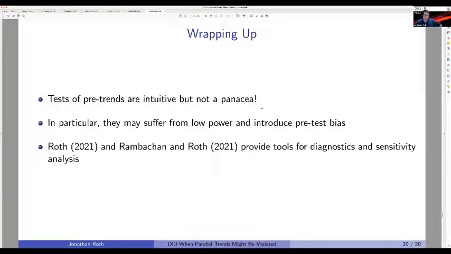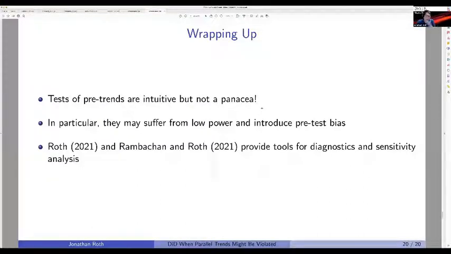So just to wrap up what I talked about today, I think tests of pre-trends are a very intuitive test of the plausibility of the parallel trends assumption, but they don't solve all our problems. In particular, they may not be powered to detect the violations of parallel trends that we care about. And if we screen on these pre-trends, we may be introducing a selection bias known as pretest bias. So what I talked to you about today are some tools that can be used to diagnose how bad this problem may be and to perform sensitivity analysis to see how robust our findings are to plausible magnitudes of violations of parallel trends.